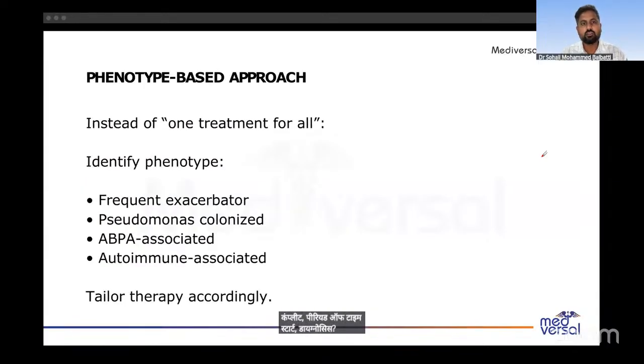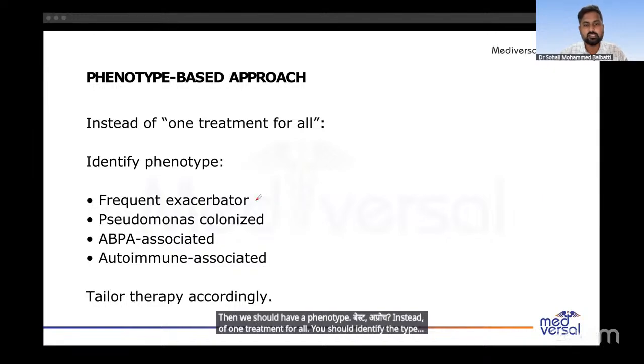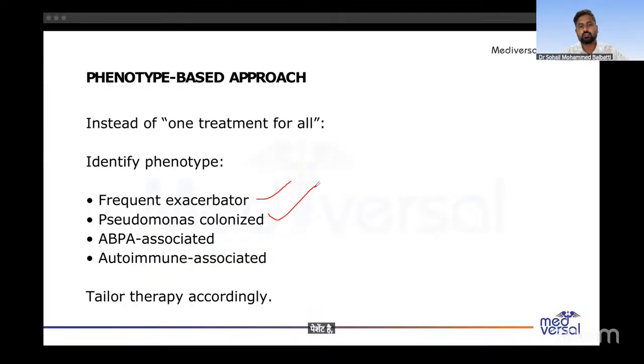Then we should have a phenotype-based approach. Instead of one treatment for all, you should identify the types of bronchiectatic patients. Some patients are frequent exacerbators. You should find out what is the cause of their frequent exacerbations. Some patients will have Pseudomonas colonization. You tailor the long-term strategy and Pseudomonas eradication.